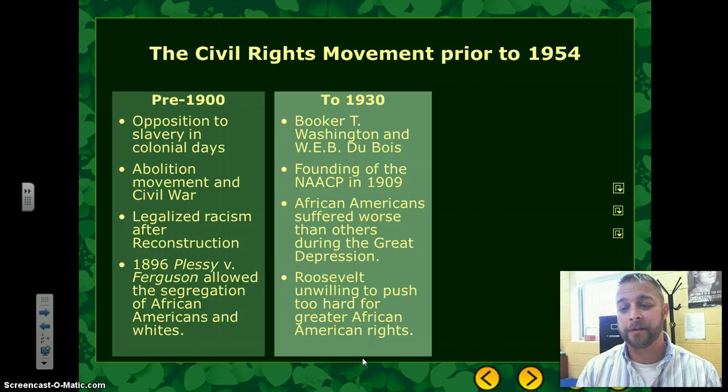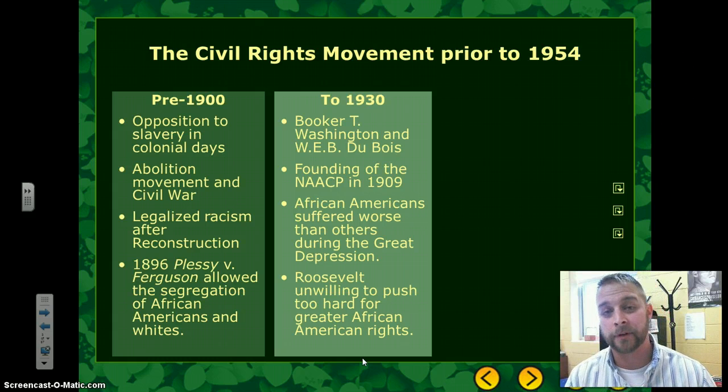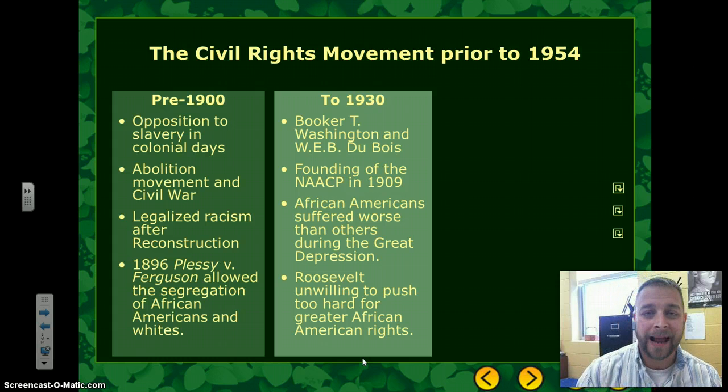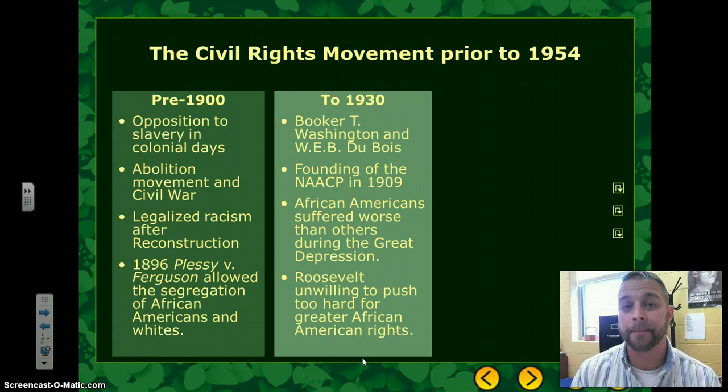From 1900 into the 1930s, you had guys like Booker T. Washington and W.E.B. Du Bois discussing the proper way forward for African Americans. Washington, for instance, believed that segregation was okay, that blacks should continue to focus on vocational education and training and try to slowly build to full participation in the American economy and civic culture. Du Bois had a different point of view. He argued that blacks should be granted immediate full rights as citizens, and so this was a point of contention between the two. Du Bois, along with a multiracial group of whites and blacks, founded the National Association for the Advancement of Colored People in 1909.